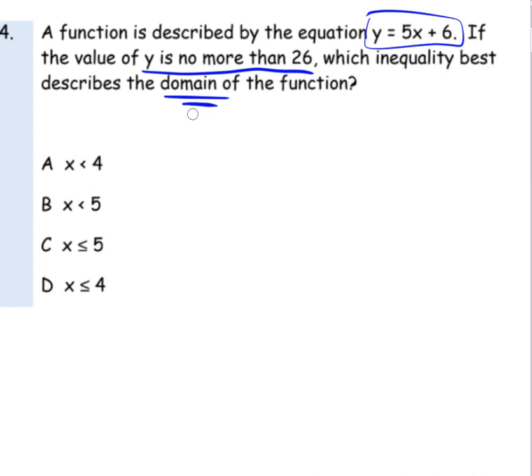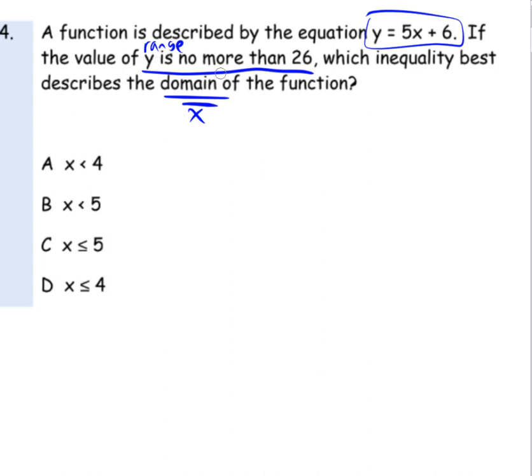So what they want is the domain. In other words, they want all of my possible x values for this. Well, this one here is saying y is no more than 26. Well, isn't that my range? Because your range is your y values, right? So when it tells me y is no more than 26, it's saying that's the range you're working with. Now I have the range, I want my domain, and I have an equation here. So these are the pieces that I have at my disposal.